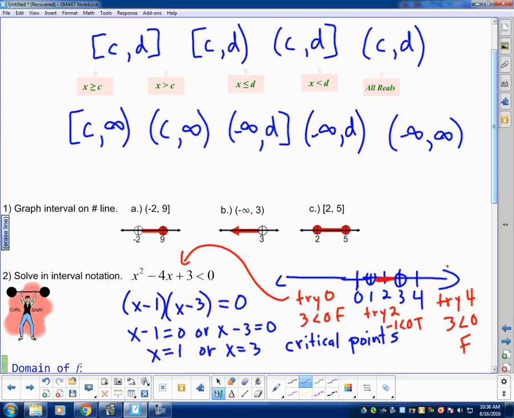So we have a solution set between 1 and 3, and if I do that in interval notation, I would say the solution is the set of all x between 1 and 3. We can do that by saying set of all x such that x is an element of, that's the symbol, an element of the interval from 1 to 3. That's our solution set for that inequality. All right.